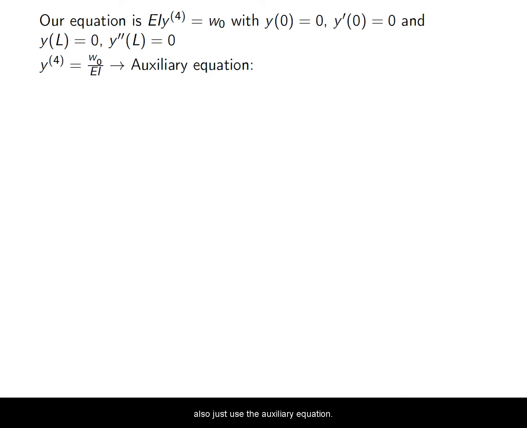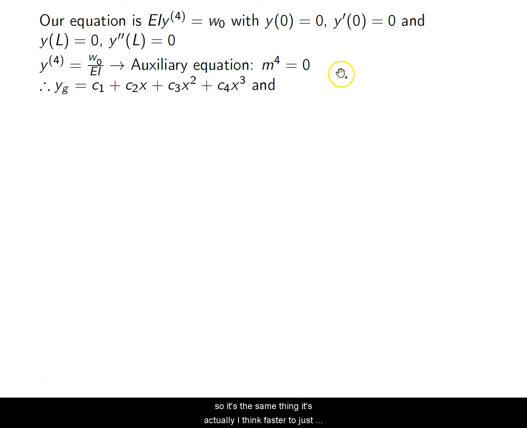We can also just use the auxiliary equation, which turns into m to the fourth equals 0 for the general solution, which means I have a repeated root of 0, four times. So it's the same thing. I think it's faster to just do your auxiliary equation, look at the roots, and then build it up, rather than integrating it 4 times. We do that when this is equal to 0. So this is what I have.